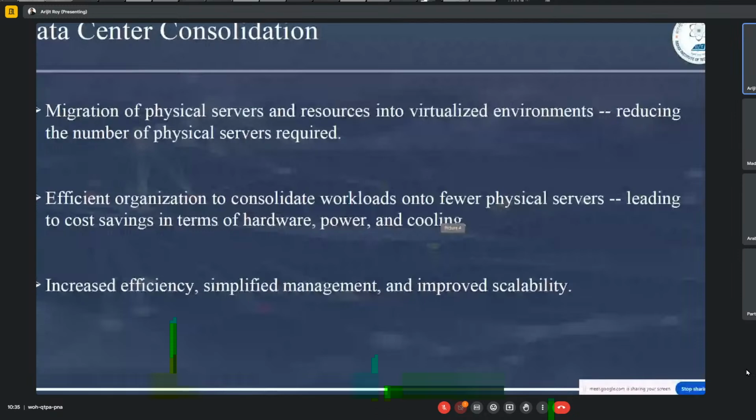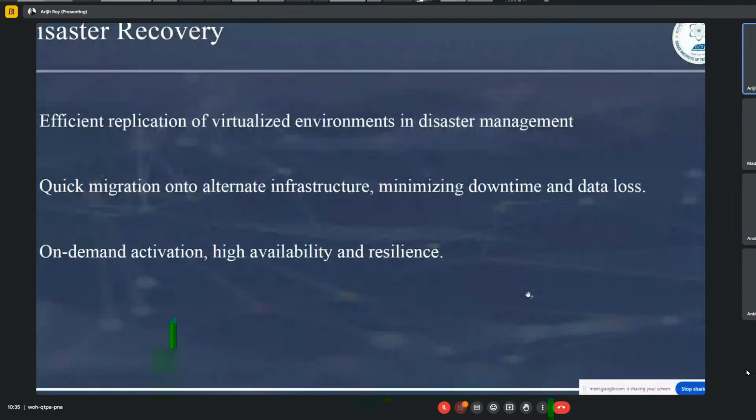Instead of that, the same server, if it is capable enough, we can divide it into multiple parts logically. So again, the benefit is the same: increased efficiency, simplified management, and improved scalability. Coming to disaster recovery. Now, disaster recovery is efficient replication of the virtualized environment in disaster management.